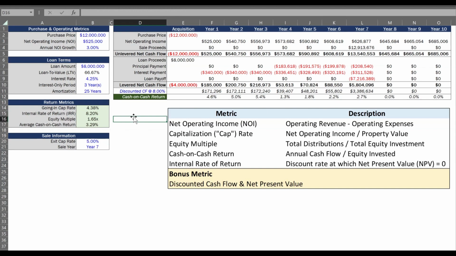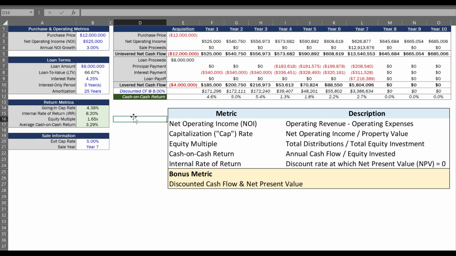And it's calculated by dividing the total distributions that you receive from the investment by the initial investment amount. So let's say you invested $100,000 into a property, and after 5 years, you sold it for $150,000. Your equity multiple would be 1.5. And that means you received 1.5 times your initial investment back.